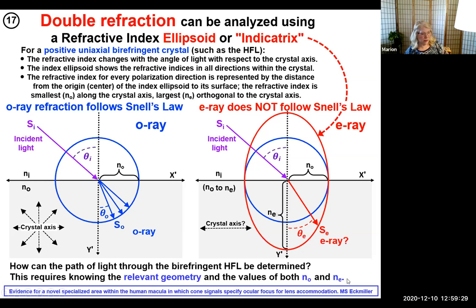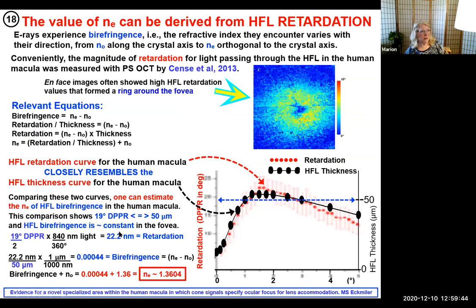So how can we calculate the path of light through a birefringent HFL? This requires knowing the relevant geometry and the values of both n sub O and n sub E. All right, what do we do now? Fortunately, Barry Cense in 2013 studied the retardation of light passing through the human HFL using polarization-sensitive OCT.